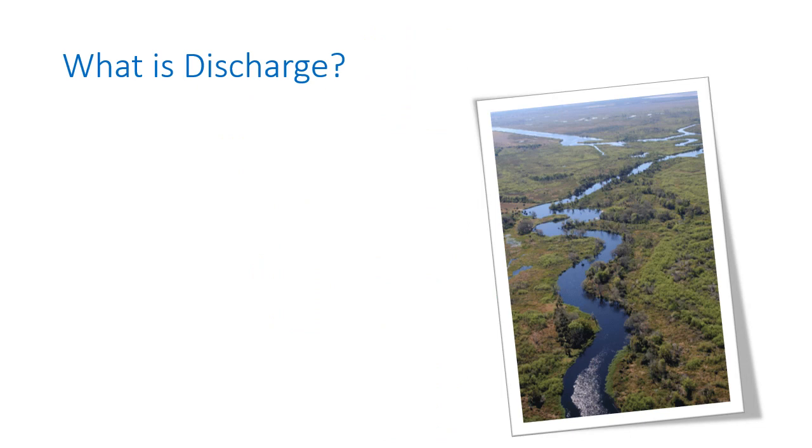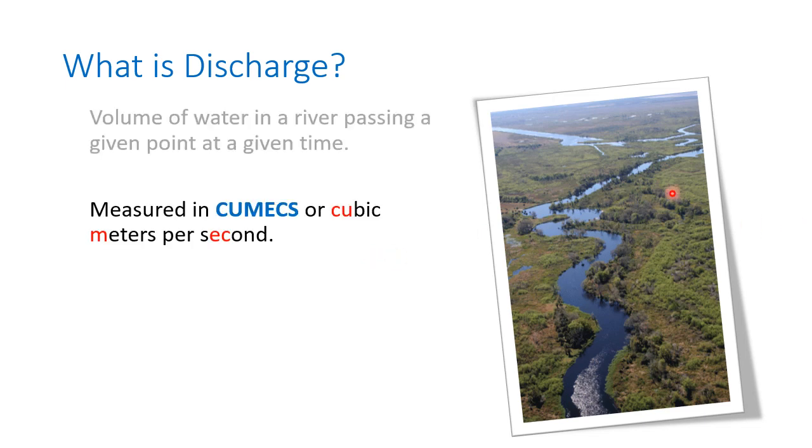Before we can actually learn about hydrographs, we need to know what the word discharge is. So just stop for a second and think, what might be a river's discharge? Discharge is the volume of water in a river passing by you at a given time. What on earth does that mean? Well, it's measured in cumecs, which stands for cubic metres per second. If you look here, you can see where cumecs comes from. What it basically means is, if you stand next to a river, how many cubic metres of water will pass you in a second?